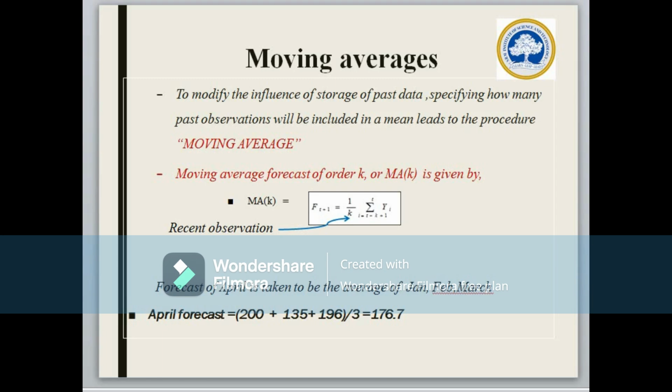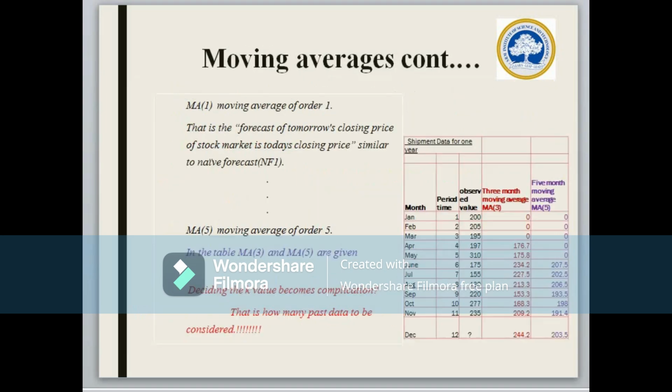This moving average will be applicable for the ARIMA model, but we are not touching the ARIMA model here. We are seeing only the moving average, which is the basic idea about the forecast value. So MA of 1, moving average of order 1, that is the forecast of tomorrow's closing price of the stock market is today's closing price. That is similar to naive forecast.